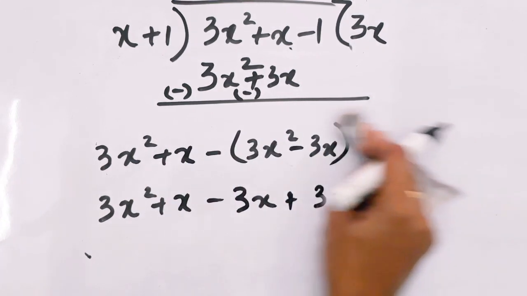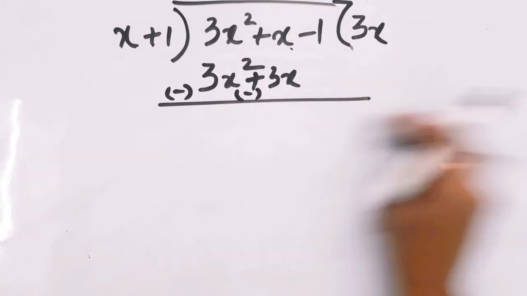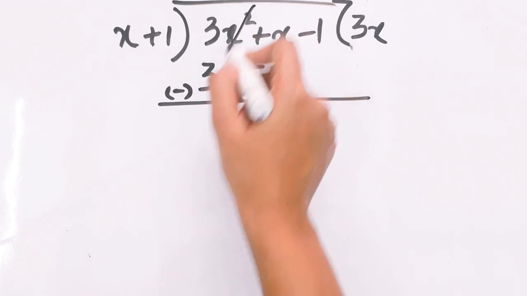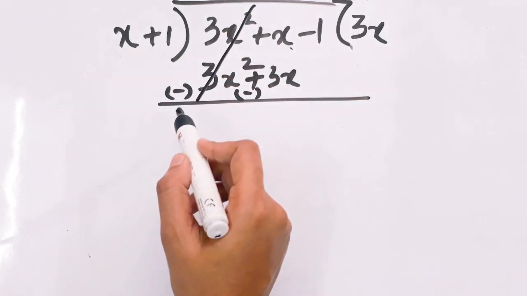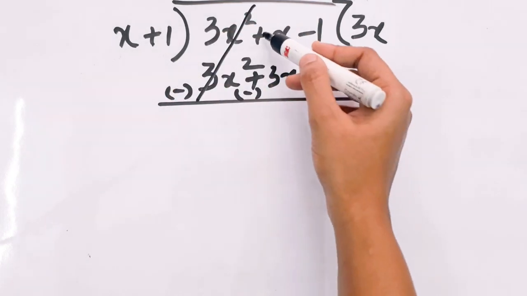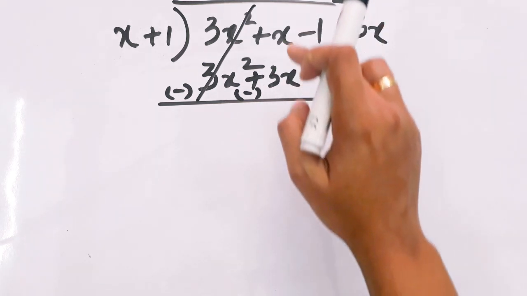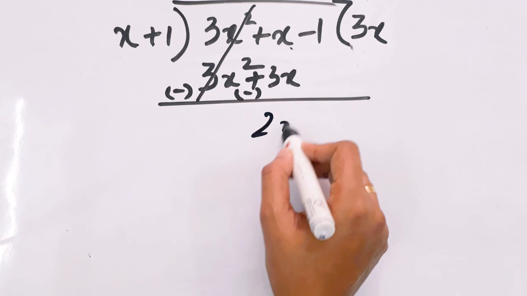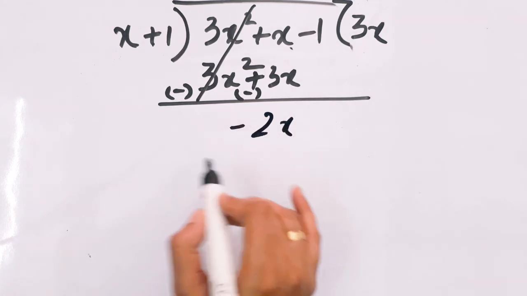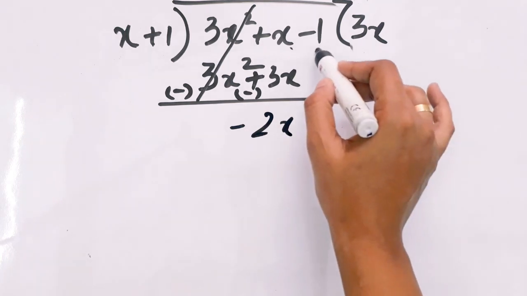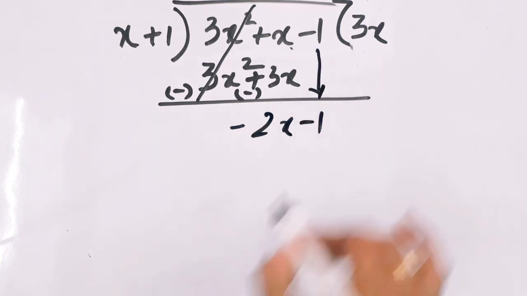So let us subtract this. So 3x square and minus 3x square will get cancelled because plus 3x square and minus 3x square is 0. And plus minus is minus, so we have to subtract both. So 3x minus x will give me 2x. But sign will be minus because the greater one is 3x and its sign is minus. Now the next step, drop this minus 1.